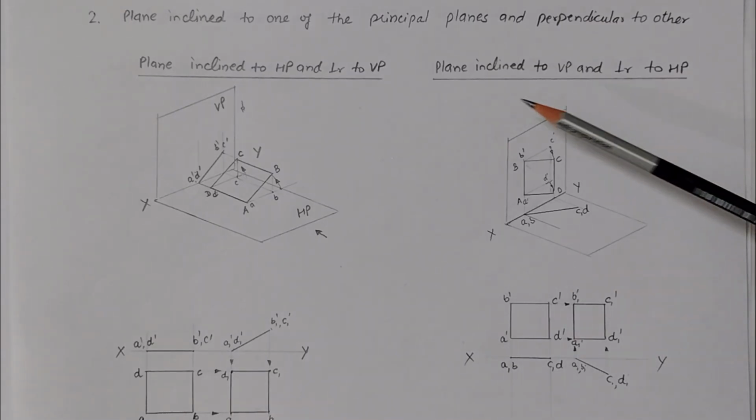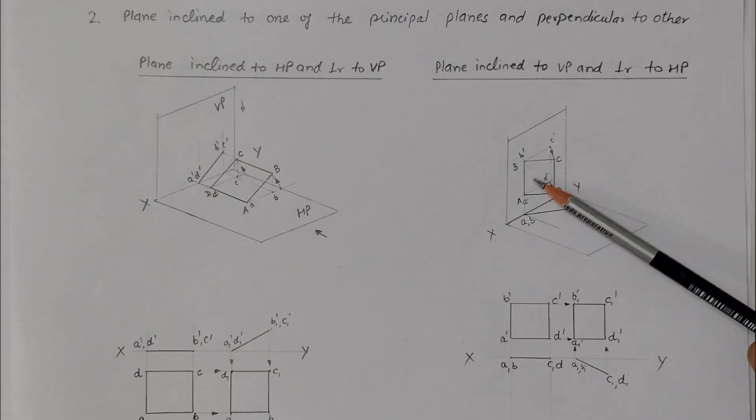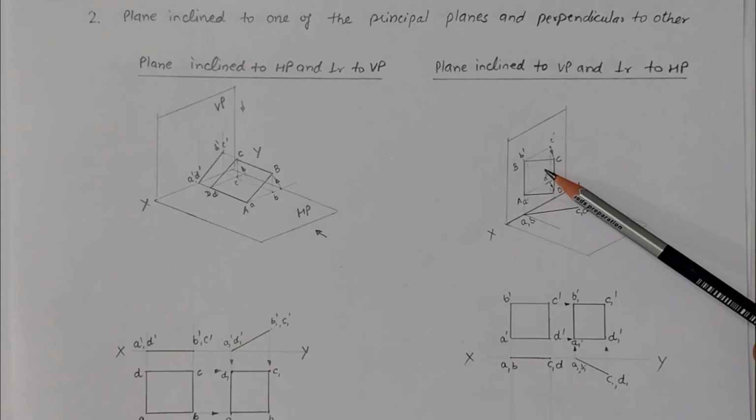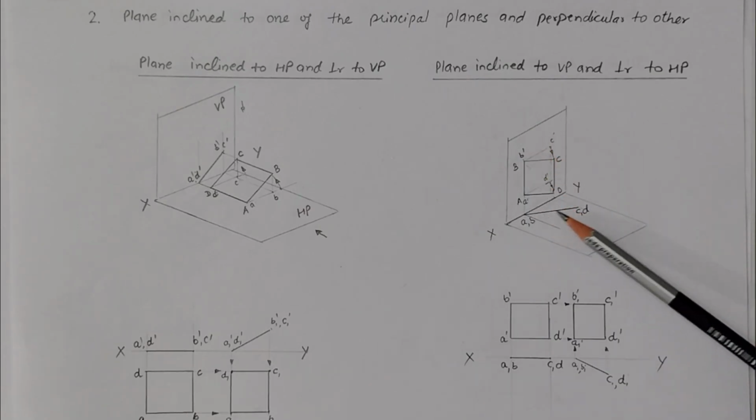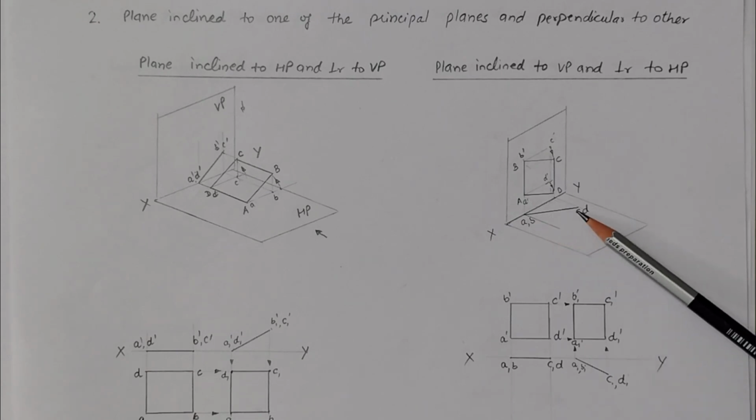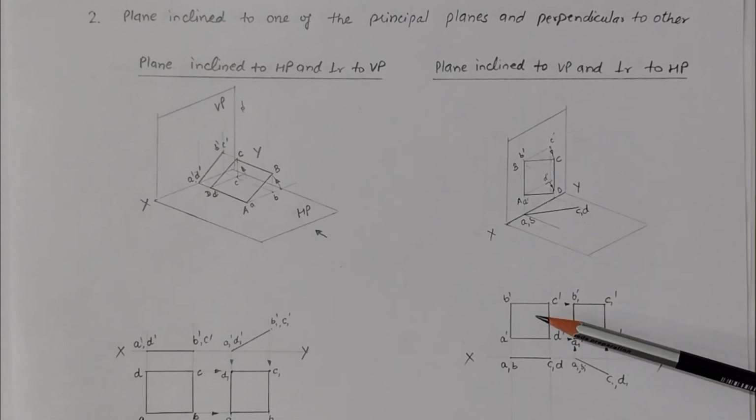So in the case of a plane inclined to the vertical plane and perpendicular to the horizontal plane, you can see here is object ABCD, which is inclined to the vertical plane. So this is the inclination angle with the vertical plane. So we draw the top view of this object here, and we get a straight line. Same we are representing over here, we have the front view of this object.